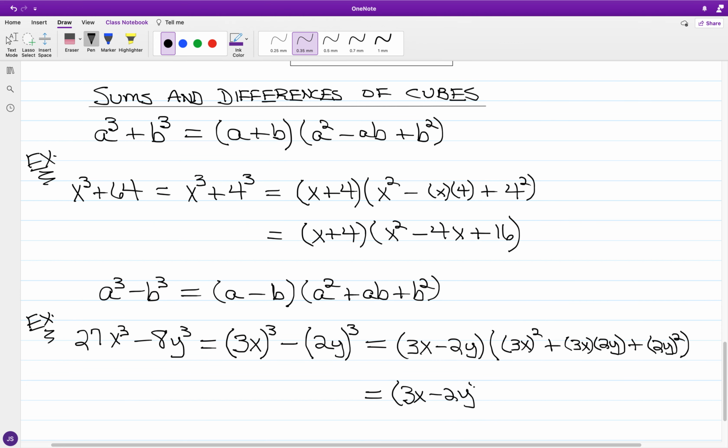Now for the follow through, we still have 3x minus 2y. So the two-term factor is already resolved. Now for the trinomial, we have the square of 3x, where 3x times 3x would be 9x squared. And 3x times 2y would be 6xy. And for the square of 2y, this is going to be 4y squared. And that would be the end result in terms of factoring this particular difference of cubes.